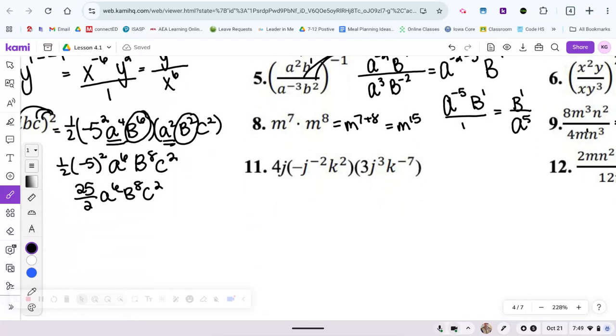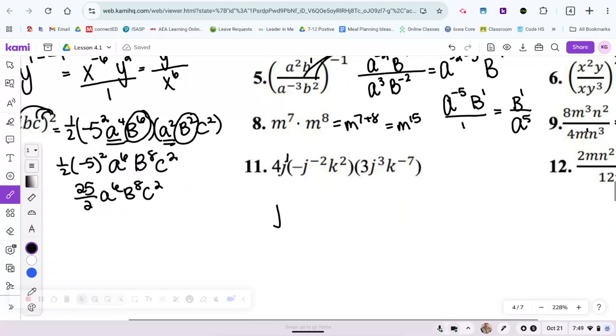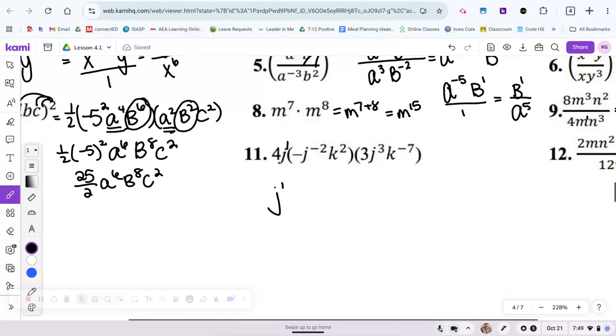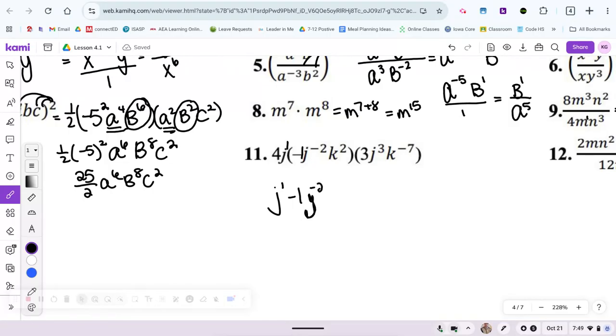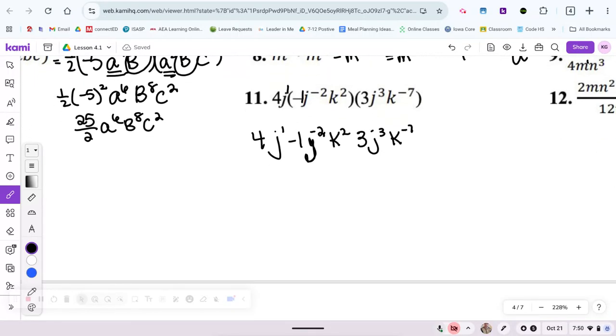Number 11 here, there's no distributing, so I'm just going to be combining like terms. So I have j to the 1st, and I have, this is negative 1j, oops, that's a y, to the negative 2nd, k to the 2nd, and I forgot the 4, and 3j to the third, k to the negative 7. So my like terms here are 4 and 3, and negative 1. There's no addition or subtraction symbols because it's multiplication. So 4 times 3 times negative 1 is negative 12.